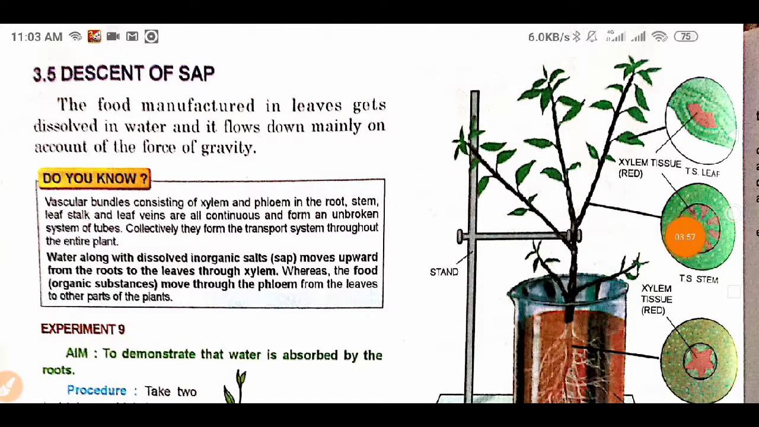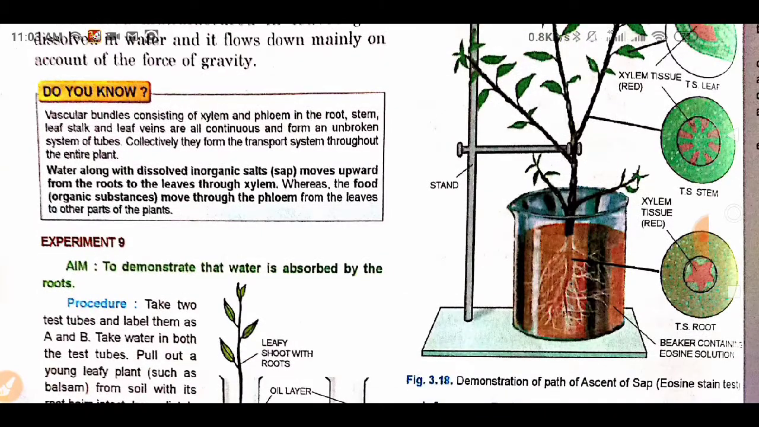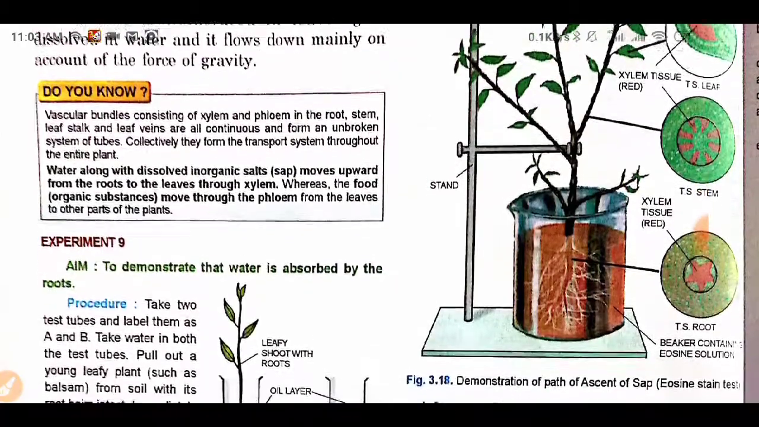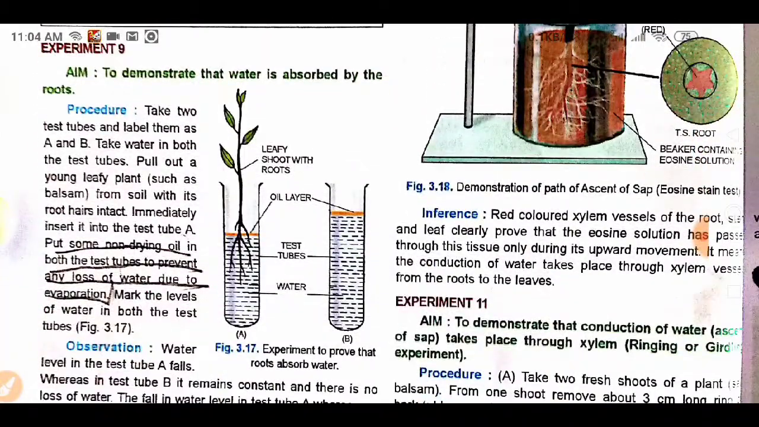Now another term comes: descent of sap. The food manufactured in leaves gets dissolved in water and it flows down mainly on account of the force of gravity. So you can say that it is just vice versa of the ascent of sap. In ascent of sap, water goes up to the higher parts, and in descent of sap, food flows down.